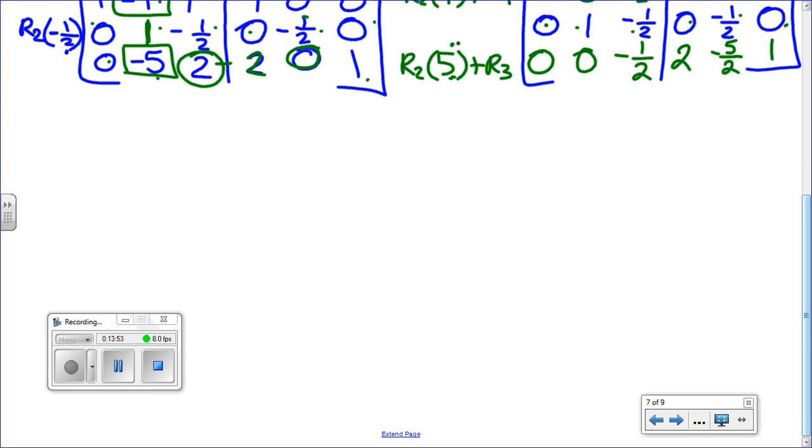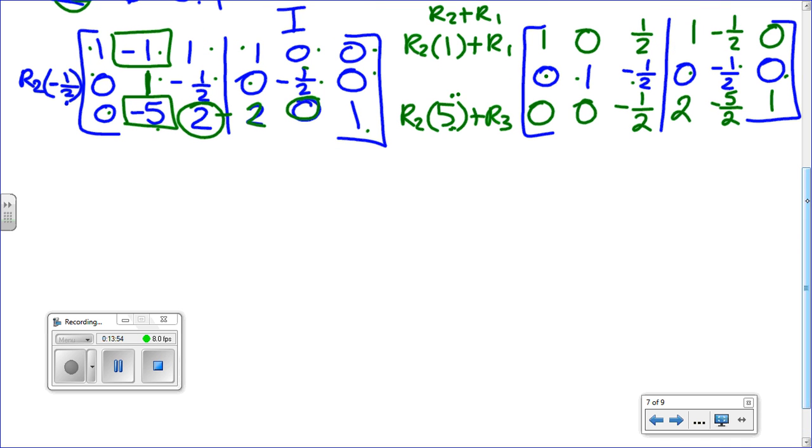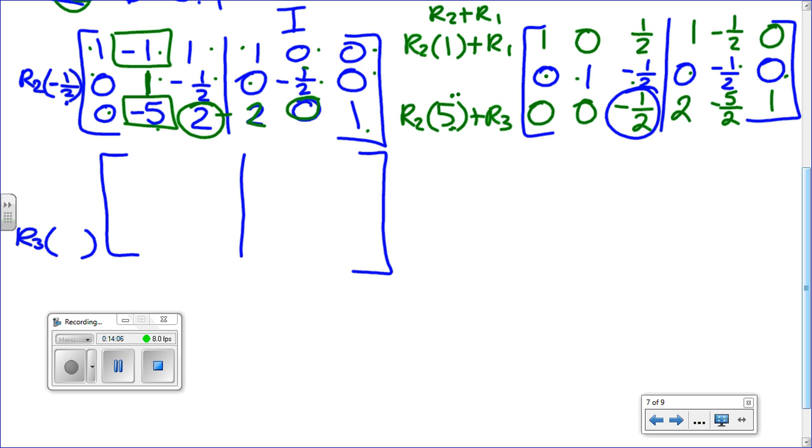Okay, so on the third column, what is the first thing we must accomplish? The 1. Very good. So R3 times, start thinking about that number. We want to make this negative 1/2 equal to a 1. So what do I need to multiply R3 by? Negative, because we want negative times negative to be positive. So negative 2. So let's do that.